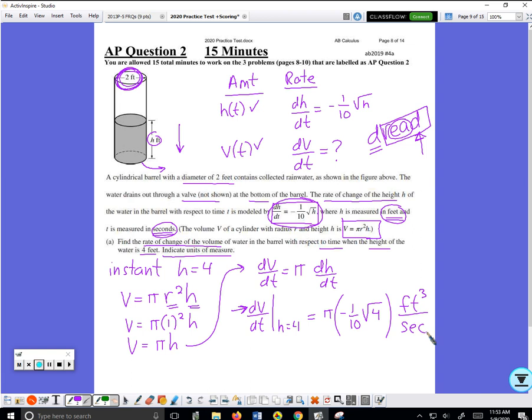Read one last time to make sure I didn't miss anything. Find the rate of change in the volume of the water in the barrel with respect to time when the height is 4. Yep, it's all written down, looks good. Double check the points here. They gave us 2 points for that. If you got to here, they give you 1 point. And then if you got to the end with units, so you have this answer, including the units, they gave you 1 more point.